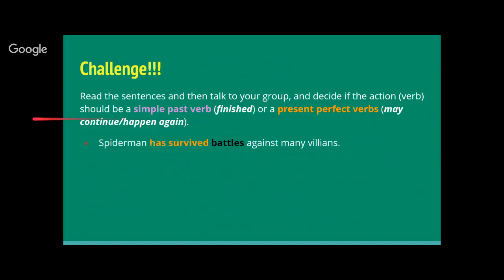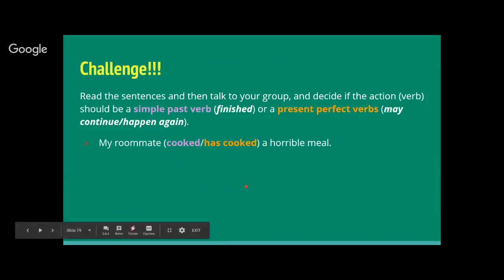Okay, the answer is has survived. And the hint here, this is a better example. The object is battles, right? Spider-Man has survived battles. So this is more than one. So it's better to use the present perfect. That's more common. That's more correct. How about this one? My roommate cooked, my roommate has cooked a horrible meal. I'll give you 30 seconds.